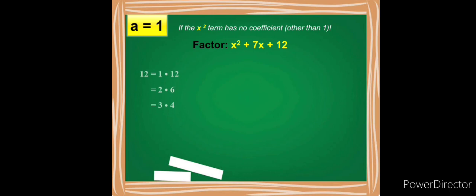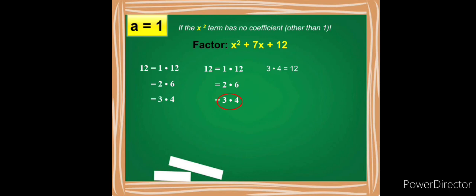Step 1. List all pairs of numbers that multiply to equal the constant, which is 12. So, we have three pairs of numbers, where each product is 12. Second, choose the pair of numbers that adds up to the middle coefficient, which is 7. So, what do you think is the pair of numbers that adds up to 7? The 3 and 4. Because when you multiply 3 and 4, the product is 12. And when you add 3 and 4, the sum is 7.